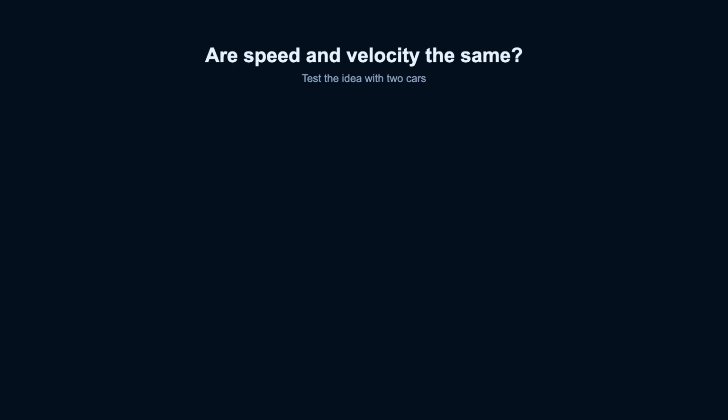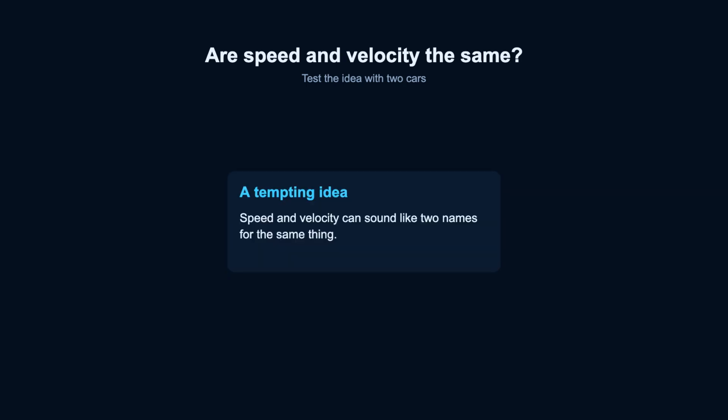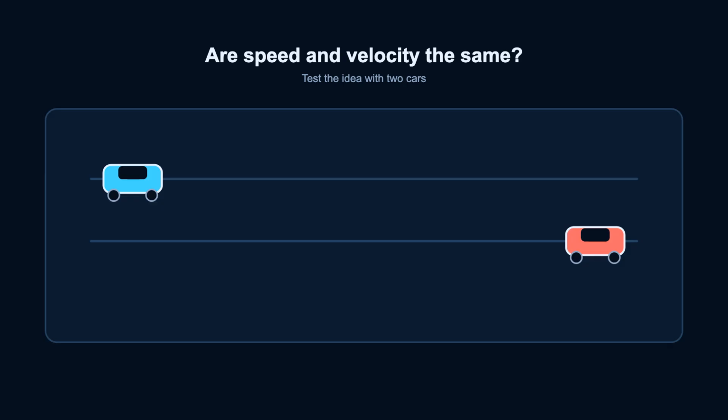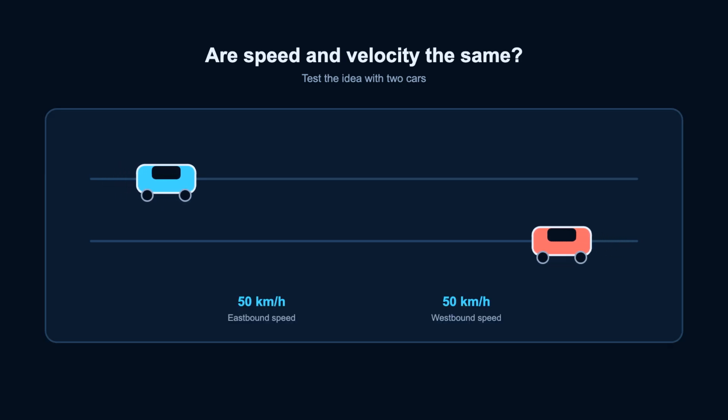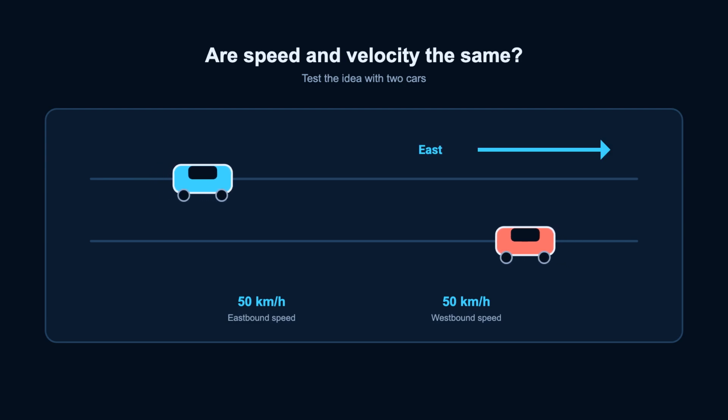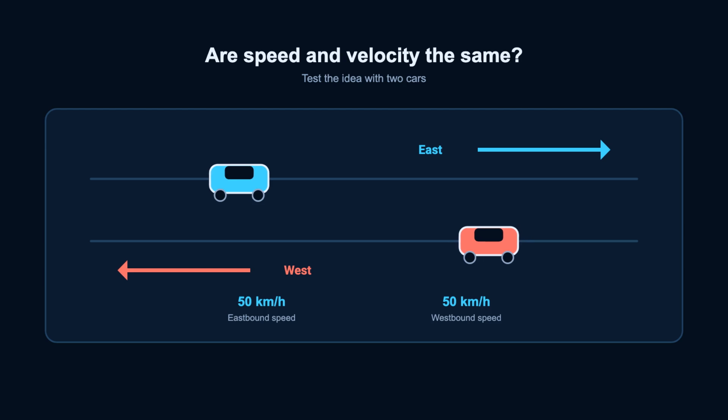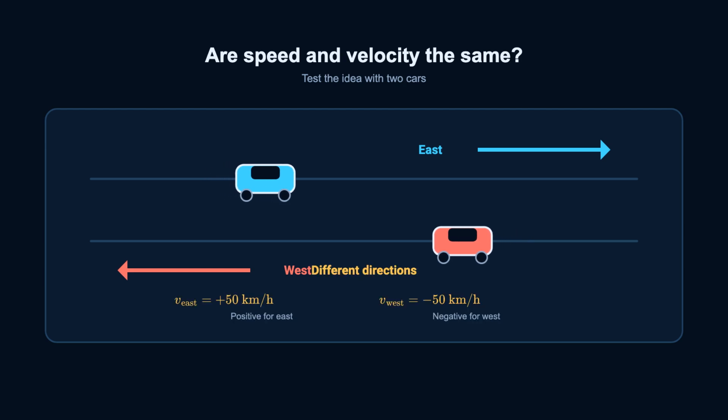It's tempting to treat speed and velocity as just two names for the same thing. Test that idea. Imagine two cars, both traveling at 50 kilometers per hour, one heading east and one heading west. Same speed, clearly. But their velocities are different because velocity cares about direction, and these two are moving opposite ways. Speed ignores direction. Velocity depends on it.